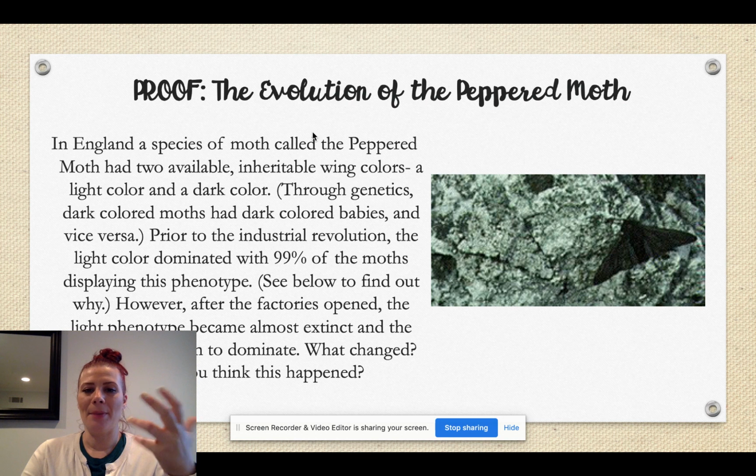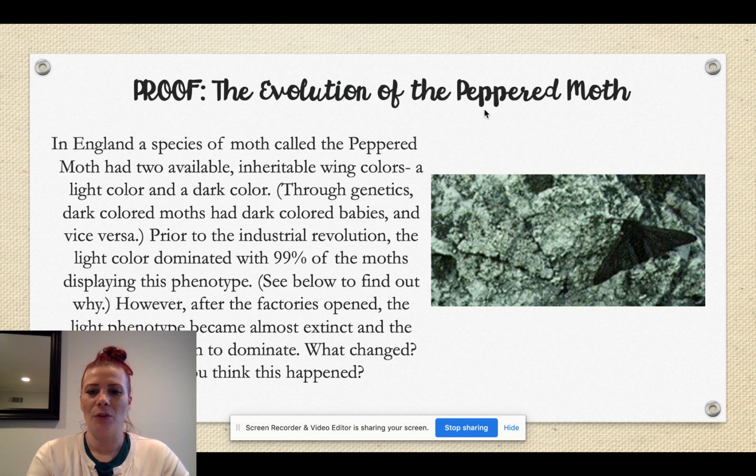So what changed? What happened? Now, I know that for some of you, when you talk about dominant and recessive traits, some of you said dominants are the stronger traits. That's not actually it. A dominant trait just needs to have one allele to get expressed. A recessive trait needs to have two alleles to get expressed, right? So we're going to talk about why we think there was this shift.